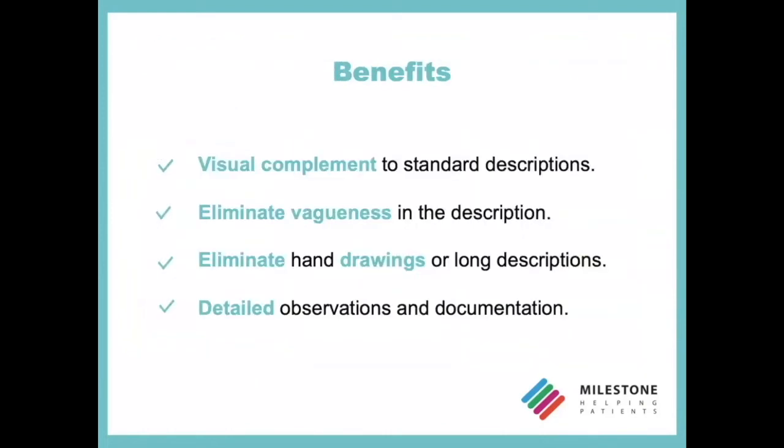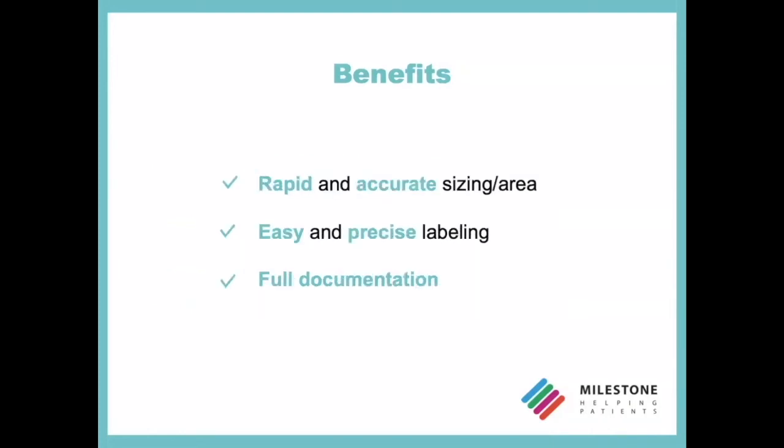In summary, the MacroPath is a major visual complement to standard description. The availability of images eliminates vagueness in the description. It eliminates the need of hand drawing or long text, and enables detailed observation and full documentation. It can provide a rapid and accurate measurement of the sample, a precise labeling, and a full documentation for both QC and also QA.